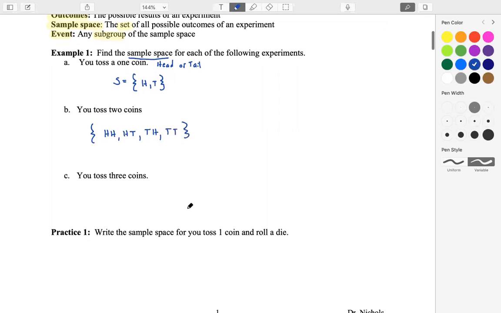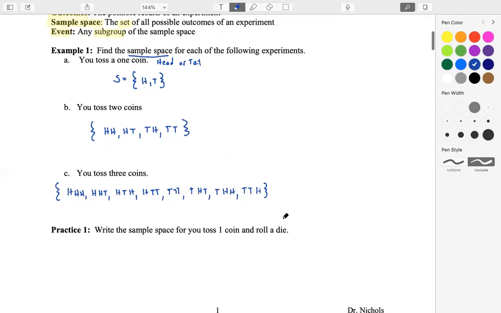Now, what happens when we do 3 coins? Well, there are going to be many more possibilities. We could get all 3 heads, or we could get 2 heads followed by a tail, or a head, a tail, and then a head, or a head followed by 2 tails, or all 3 tails, or a tail, a head, and a tail, or a tail, a tail, and a head.